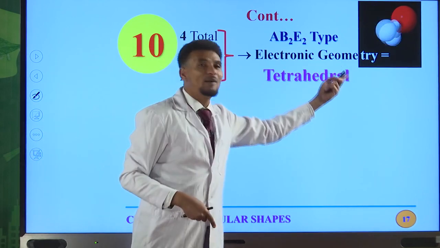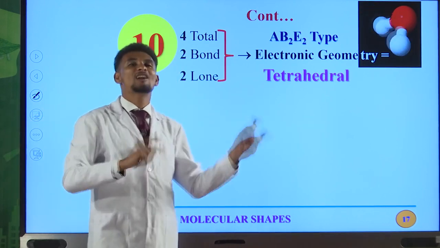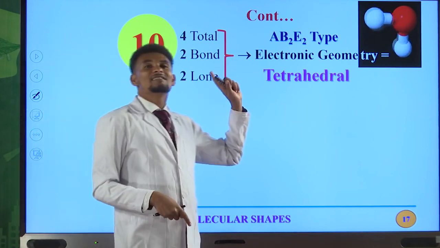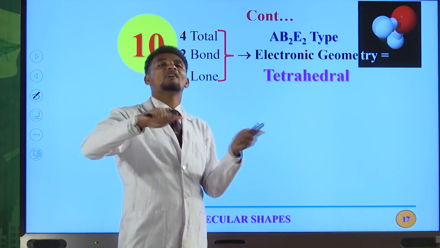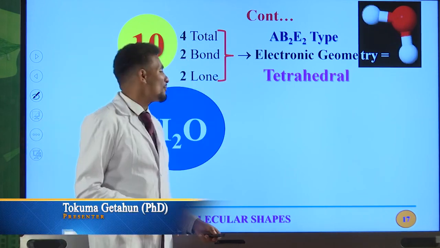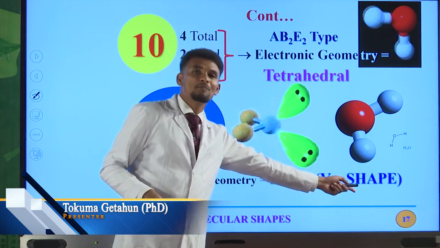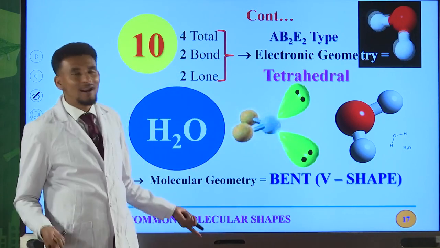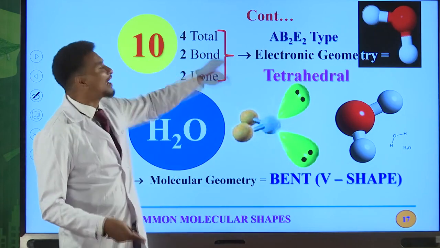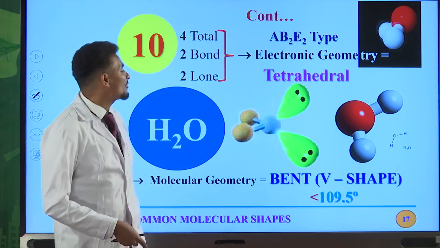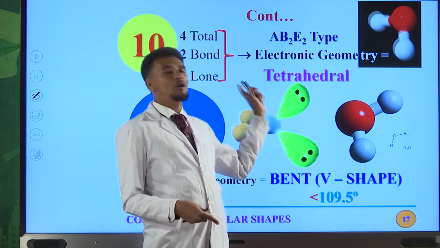In the case of electronic geometry, I told you that we look at the electron pairs, both bonding and lone pairs of electrons. So the electronic geometry is the same, tetrahedral, because totally we have 4 electron pairs around the central atom. However, bent shape is the molecular shape for this type of molecules. Bent or V shape or angular shape. What is the bond angle? The bond angle is less than the ideal bond angle. The ideal bond angle for this type of molecules is 109.5 degrees. So the bond angle for this type of molecules is less than 109.5 degrees.